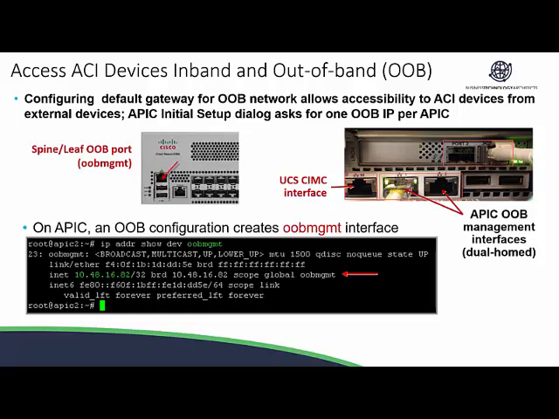There's the spine leaf OOB port, as well as on the APIC itself, the APIC OOB management interfaces that are dual homed. So you can actually see that it's not the network with the M, that's the CIMC interface. It is network ports 1 and 2. On the APIC, an OOB configuration creates an OOB management interface that is actually listed in the management tenant.